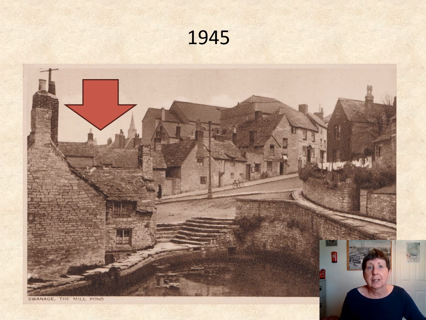Swanage was affected by bombing during the Second World War in the early part of the war. And this stretch of Swanage, which feeds down from the high street, was bombed. There was a large number of buildings that were lost, and also a loss of life as well. So in 1945, that view didn't exist.